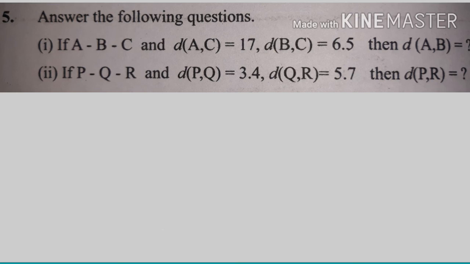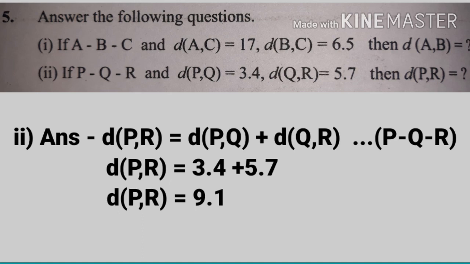Then second, if P-Q-R, distance PQ is 3.4, distance QR is 5.7, then find distance PR. Answer of the second question. Distance PR equals distance PQ plus distance QR. Reason: P-Q-R. Distance PR equals 3.4 plus 5.7. Therefore distance PR equals 9.1.